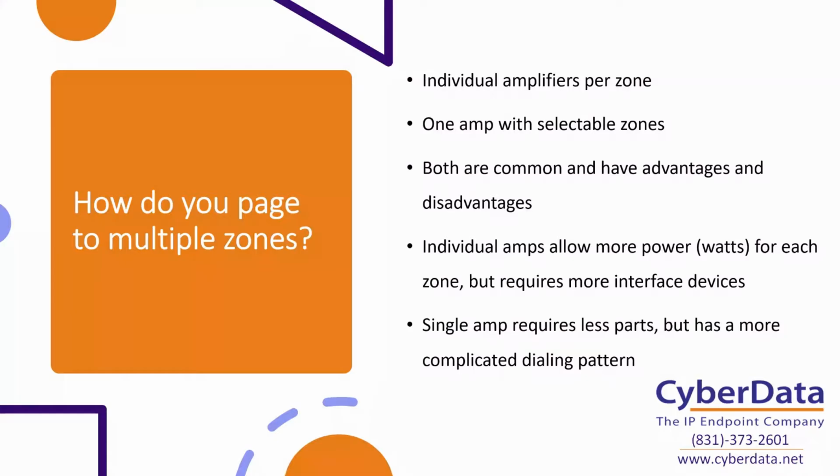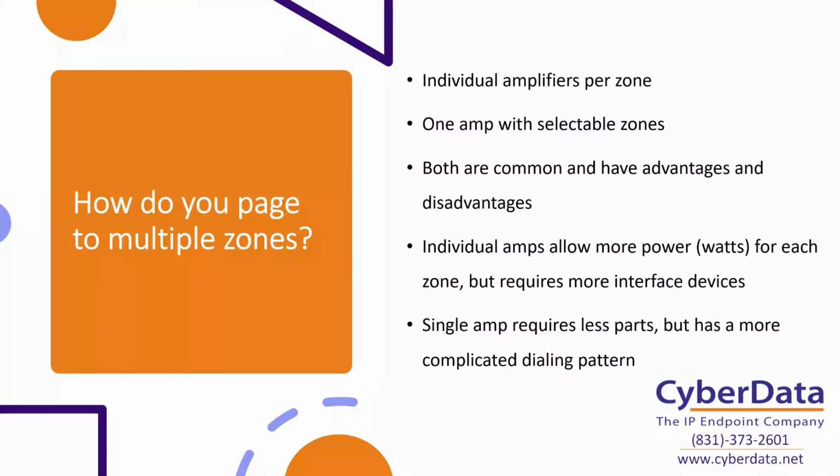So if we go back to our example of front of house and back of house, with a single amplifier per zone, you've basically got, say, for conversation's sake, extension 100 to dial front of house and 101 to dial the back of house. Relatively simple and easy to understand in terms of paging capability.